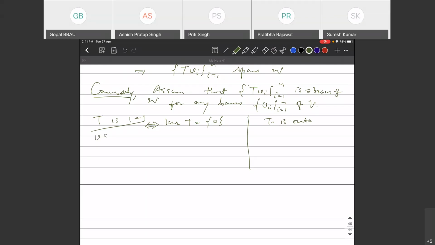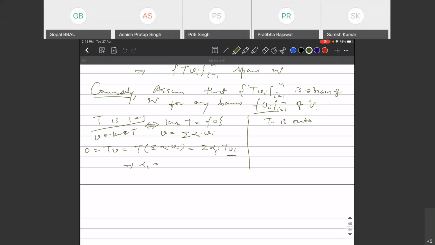So take v in the kernel of T, and since the vi are a basis of V, v can be represented as the summation of alpha i vi. So 0 equals Tv, since v is in the kernel of T. But you can write this as summation alpha i T vi. But you know the T vi are also a basis, so these alpha i's are 0.